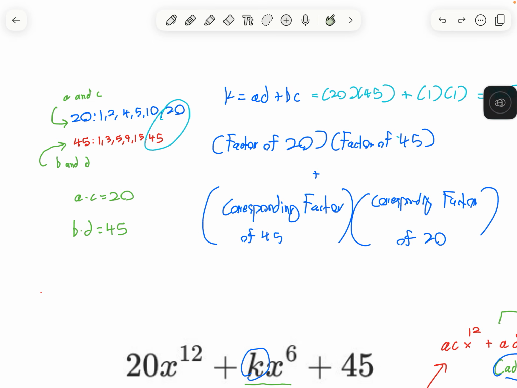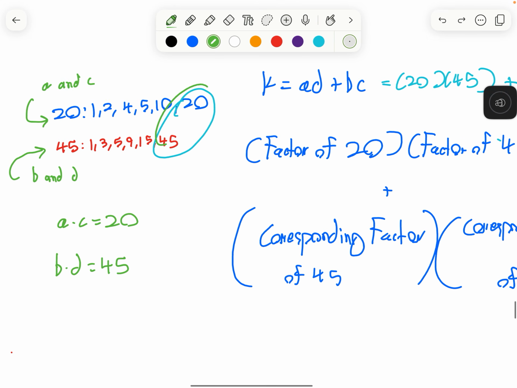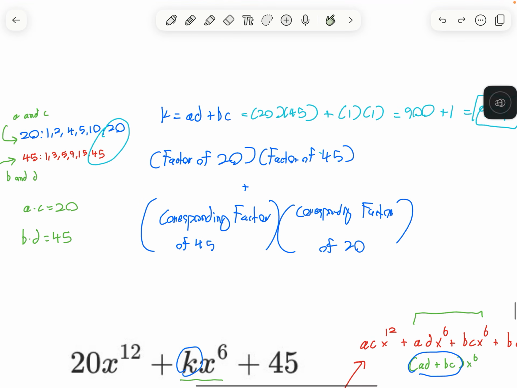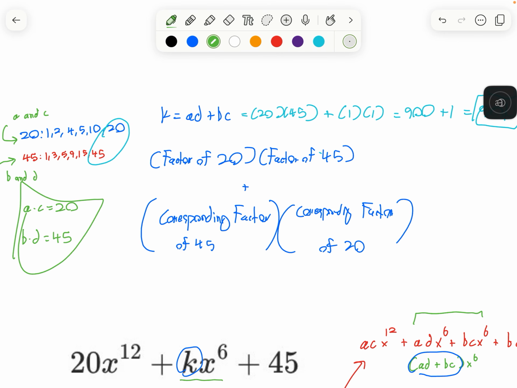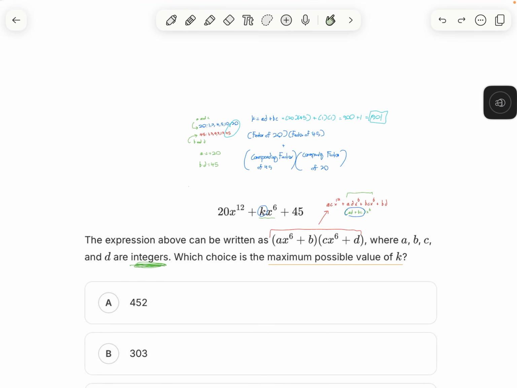Combined with the fact that A times C equals 20, B times D equals 45, you basically list out all the factors of both of those numbers, and you also realize that to find the maximum possible value, you want the maximum possible product of one of these terms. In that case, that was 45 times 20. And just follow that. Follow the algebra, make sure you list out the corresponding factors, using A times C equals 20 and B times D equals 45, and that'll give you your final answer. So basically optimize as much as you can.